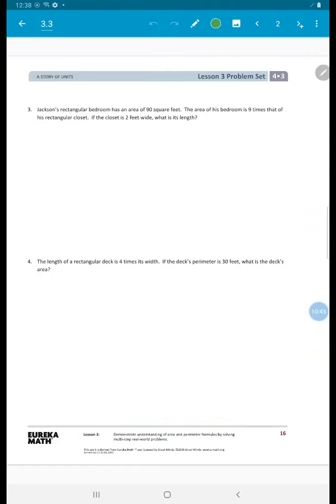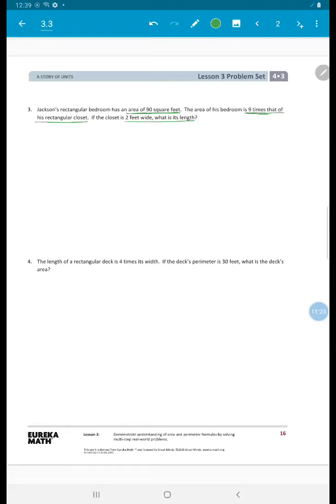Moving on to question number 3. Jackson's rectangular bedroom has an area of 90 square feet. I'm going to underline that. That's probably going to be important in the problem. The area of his bedroom is 9 times that of his rectangular closet. So his bedroom is 9 times the area of his closet. If the closet is 2 feet wide, what is its length?